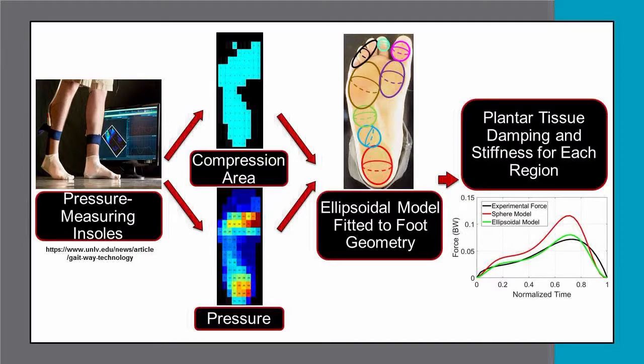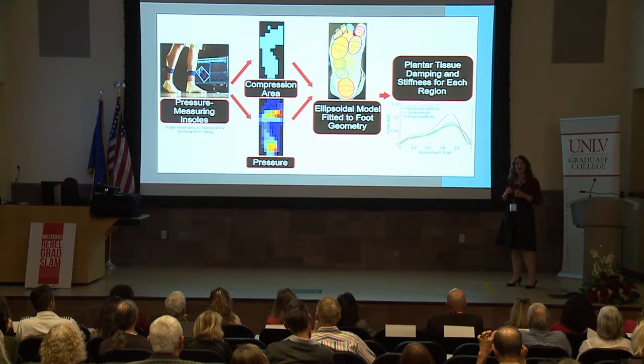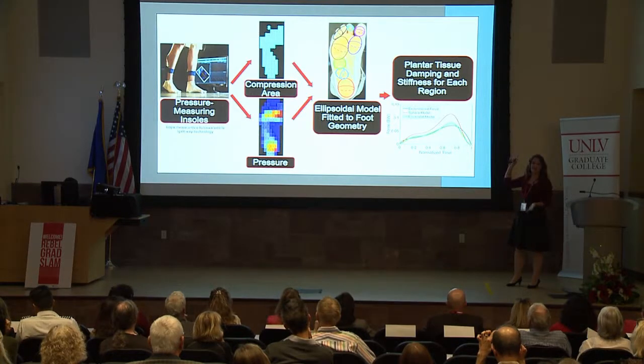My model had ellipsoids placed at multiple locations on the foot, including the heel, the arch, the ball of the foot, and the toes. Each of these ellipsoids were optimized using a MATLAB program to determine the soft tissue properties in each area. These properties were stiffness, or the springiness of the tissue, and damping, or how it absorbed the impact of the load. My model found that these properties vary across the foot.